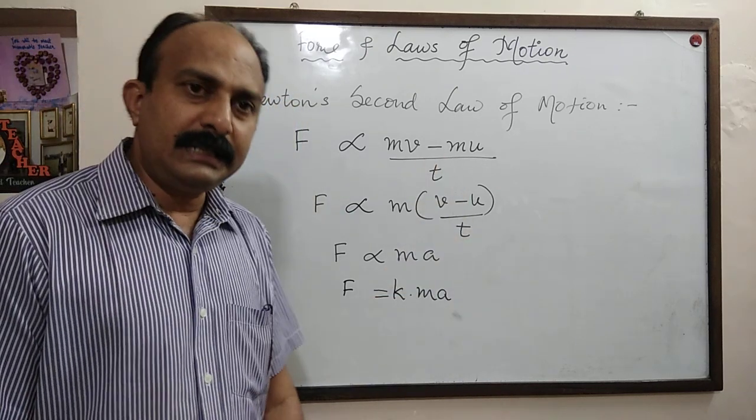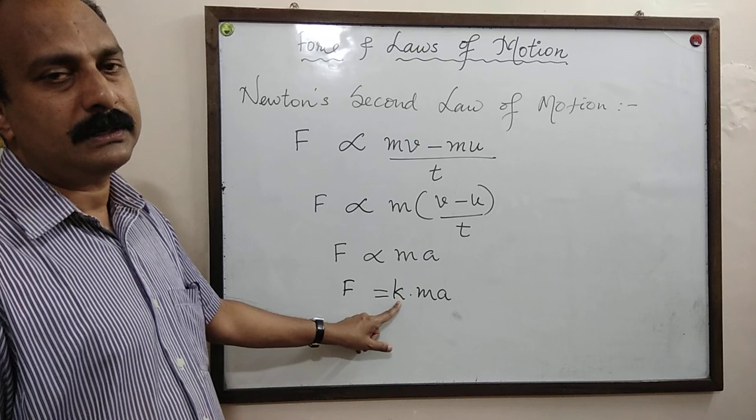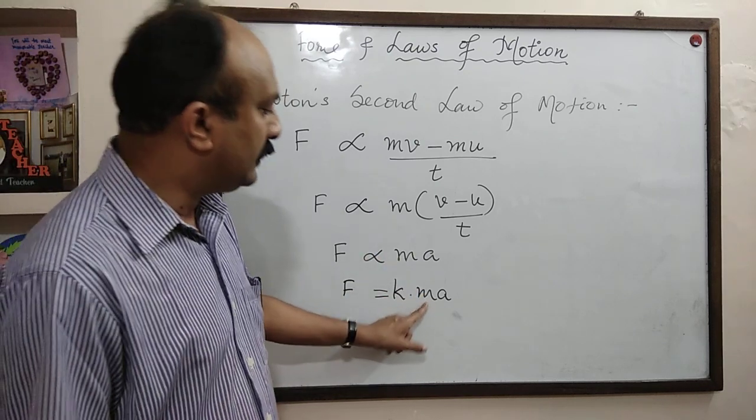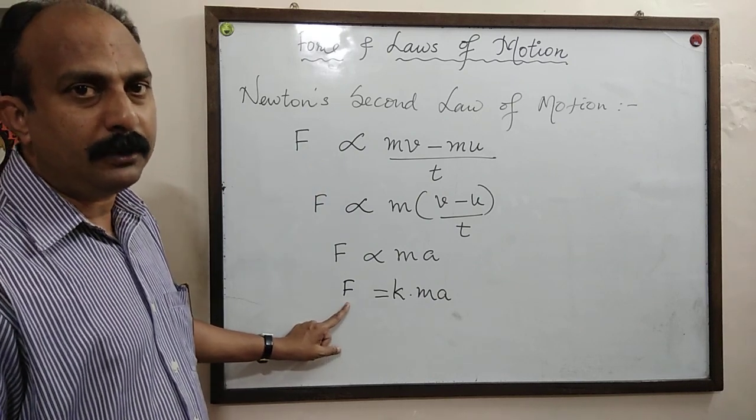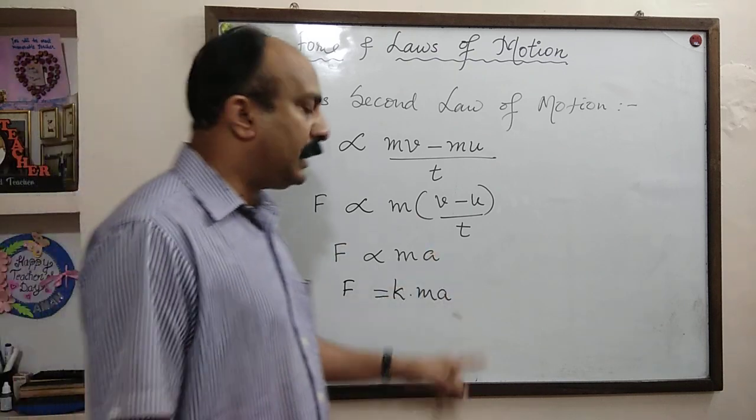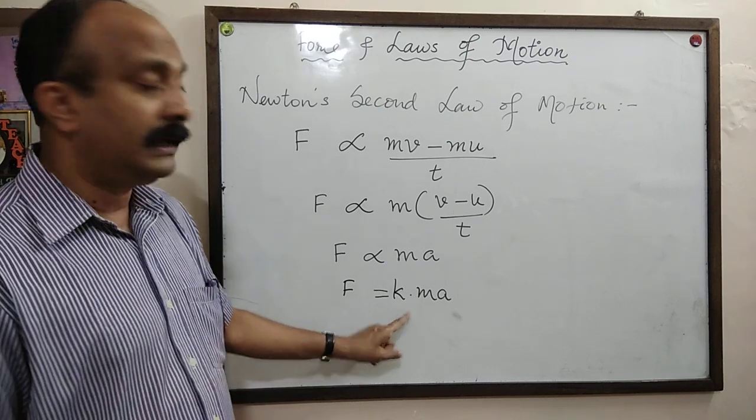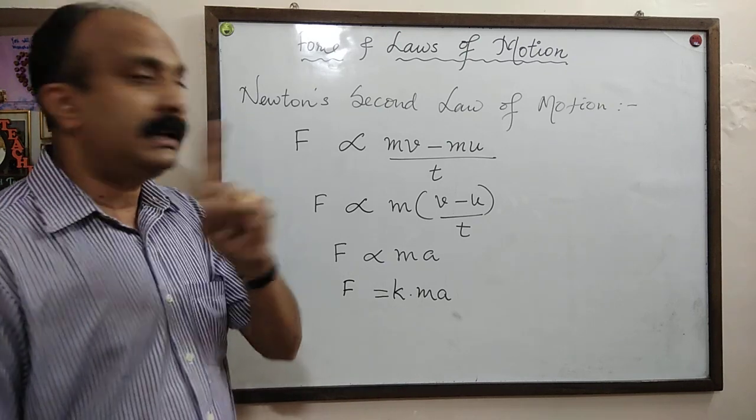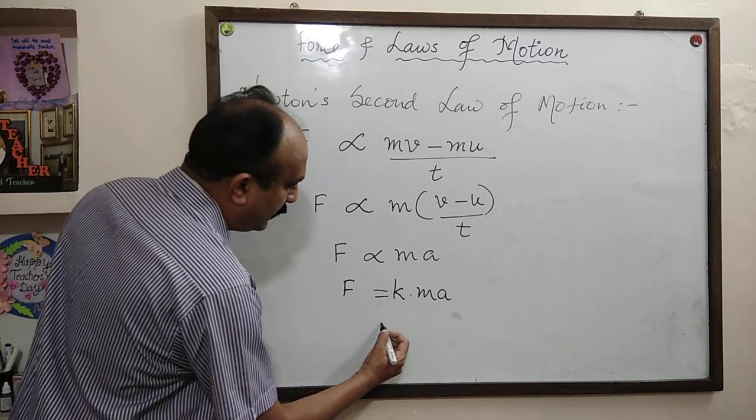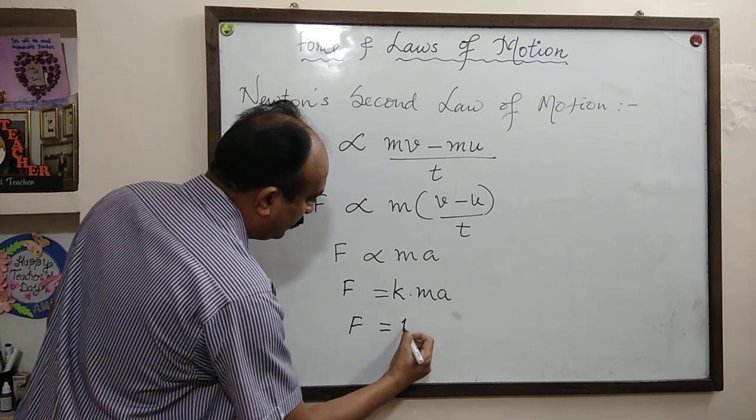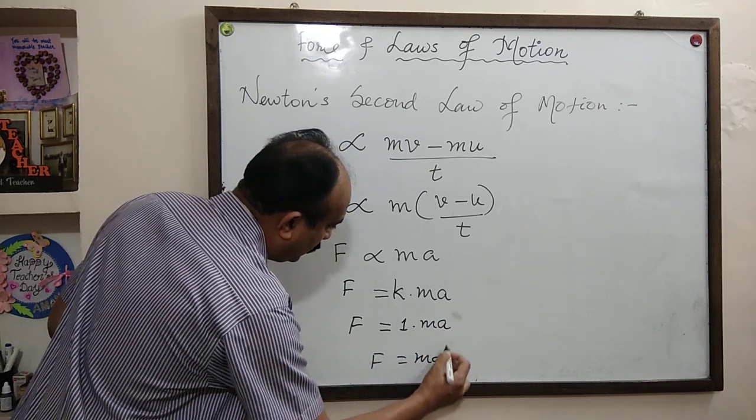Now, the scientists have calculated the value of small k in SI unit. How? By putting m equal to 1 and a equal to 1, they calculated the force exerted on the body. And they got that when m and a are 1, then the force is also 1. So what is the value of k? That means the value of k in SI unit is 1. Since the value of k in SI unit is 1, what can you write? F is equal to 1 into ma, or we can write F is equal to ma.